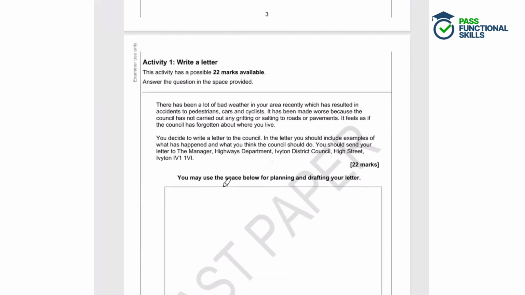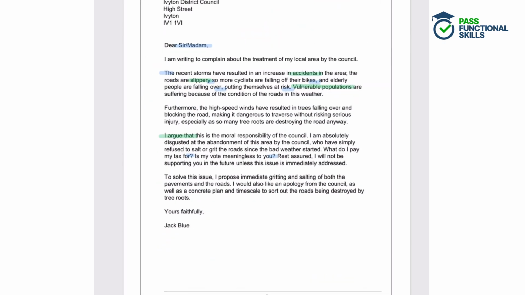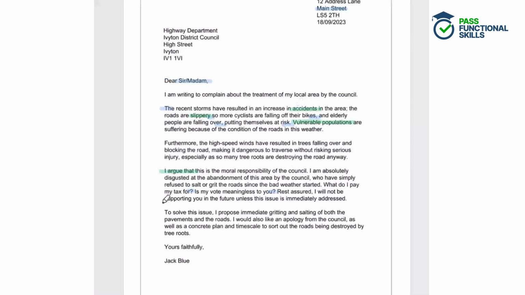Well, we were asked to think about the bad weather in the area and the problems that have been resulting, so the accidents that have been happening, and then we've got an explanation that the council needs to be gritting and salting pavements, which they're not currently doing, and we're writing a letter to address these issues and to say what has happened and to explain what we think the council should do. And we've done all of these things in this answer.